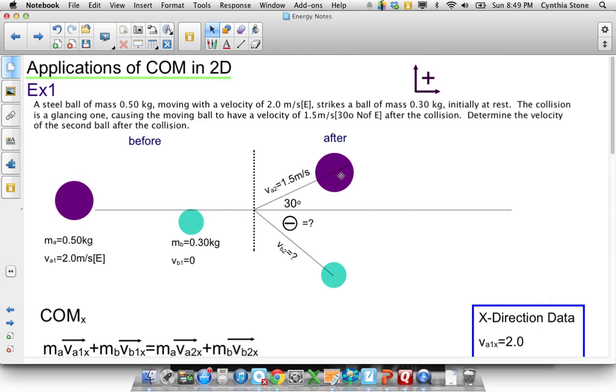The collision is a glancing one, causing the moving ball to have a velocity of s afterwards, and the other ball to be 1 point. We don't know the angle, or we don't know the speed of the little ball. So the big one, somehow you measure the final velocity with an angle. The second you don't. So just treat it right off as soon as you see an angle: x direction, y direction, and start dealing with it that way.